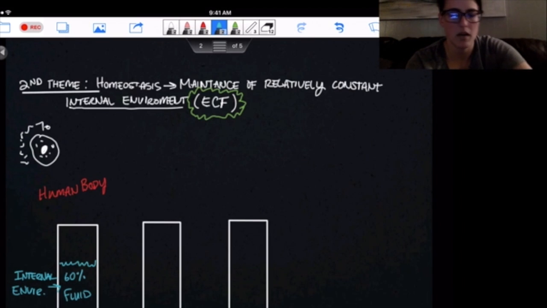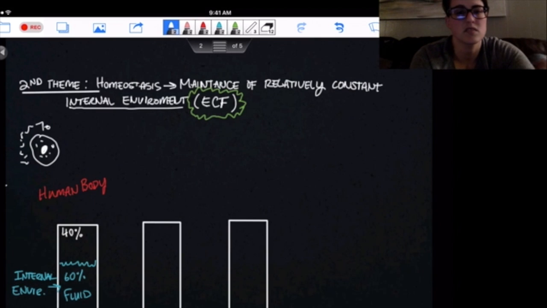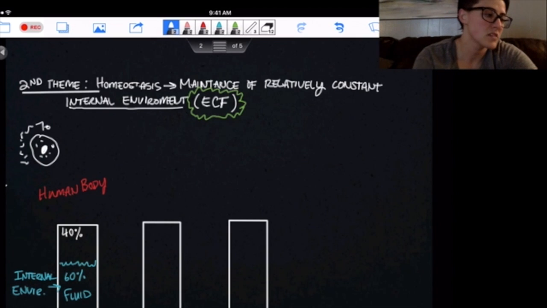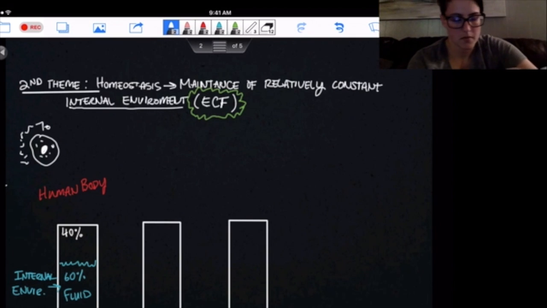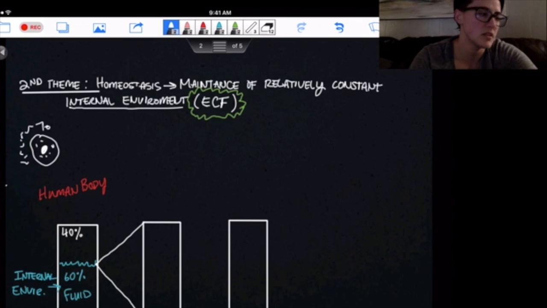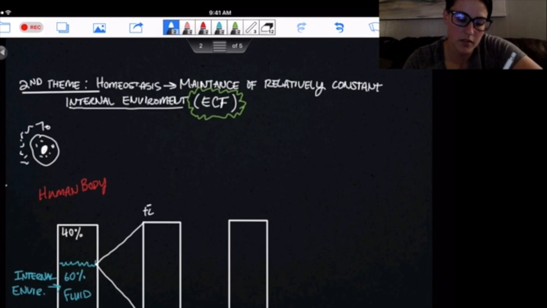That means we have about 40% left over. So what else is there? If 60% is fluid, what is left over? That could be your bones, other solid material, anything that is not fluid. So what we're concerned with is this internal environment, this fluid, this 60% here. So let's break this down even more. Let's talk about that 60%, just that fluid.